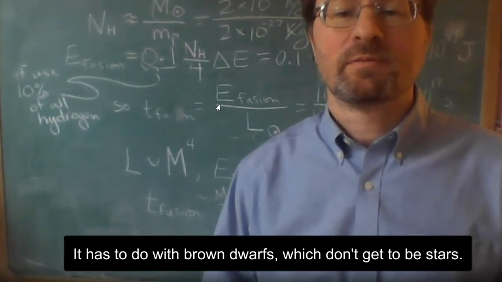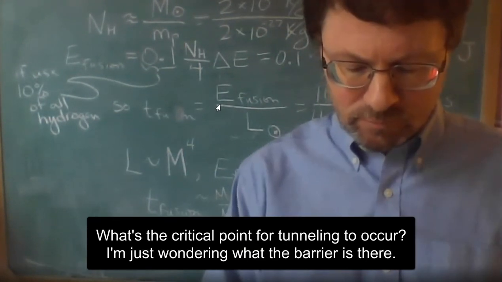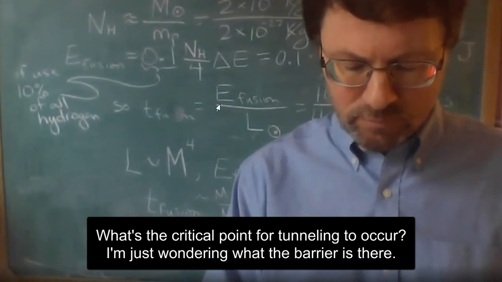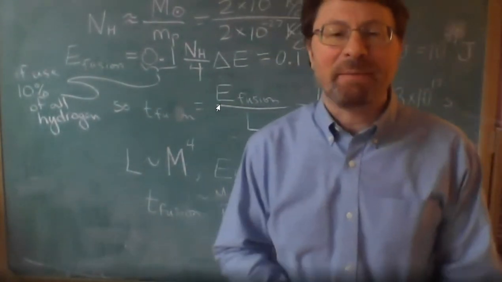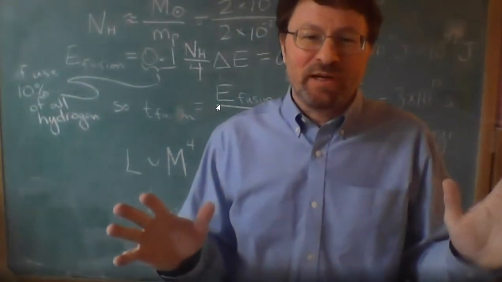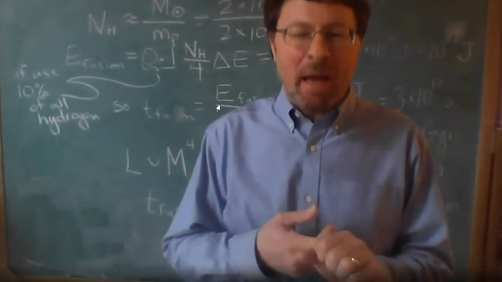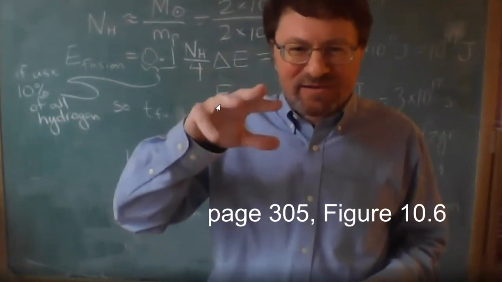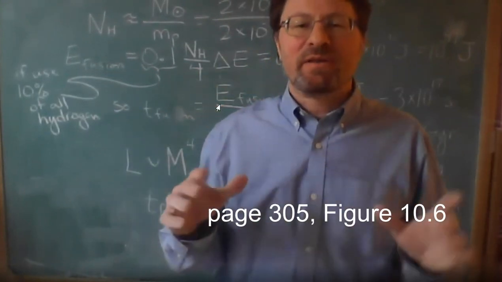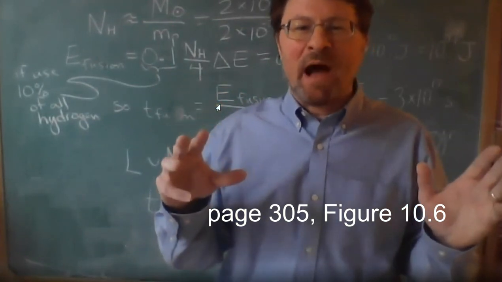I have one quick question. It has to do with brown dwarfs, which don't get to be stars. What's the critical point for tunneling to occur? I'm just wondering what the barrier is there. It's related to material on pages that I had you skip from the reading. So if you want to go back and answer this more carefully, you can read about the Gamow peak, which is roughly page 300 and something right in there. There's a figure somewhere around figure 10.5, 10.6, which is the Gamow peak.